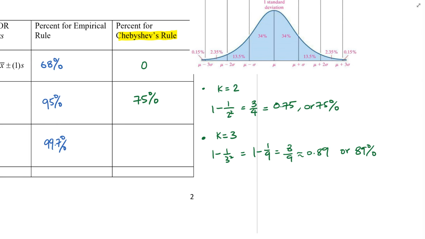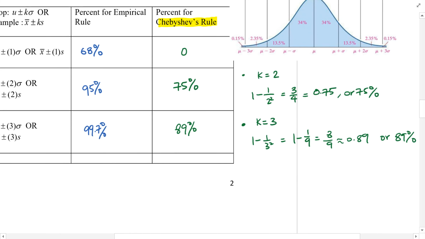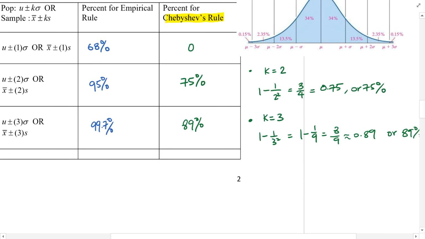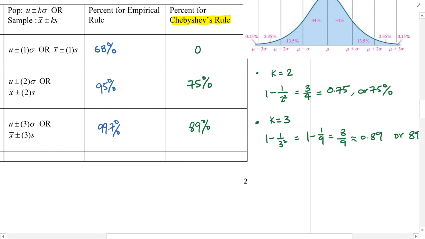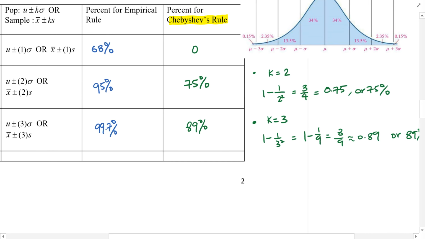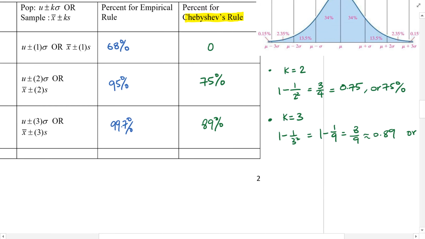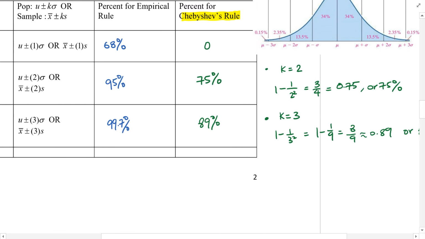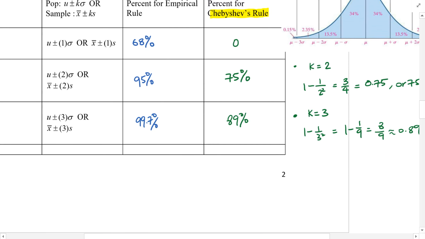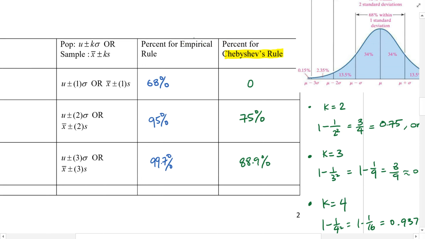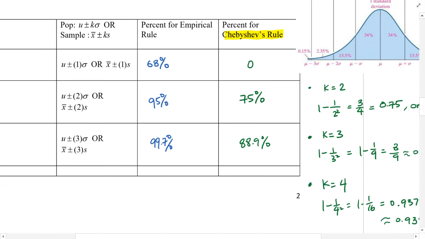And for k equal to 3, we will do 1 minus 1 over 3 squared, which gives me approximately 0.89 or 89%. So I say according to the rule, at least 89% of the data will be within 3 standard deviations of the mean, according to Chebyshev's. I can do one more for 4, so about 94% within the mean. Right. So notice that Chebyshev is always a little bit under.